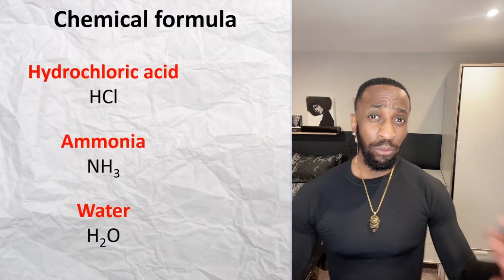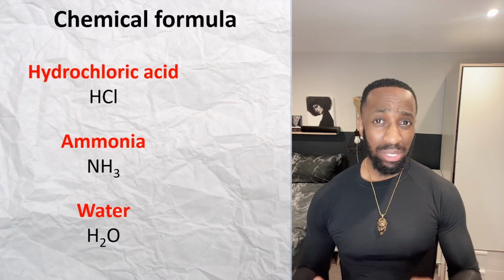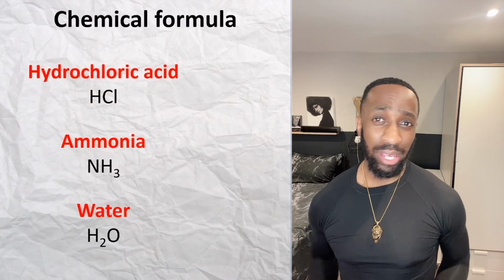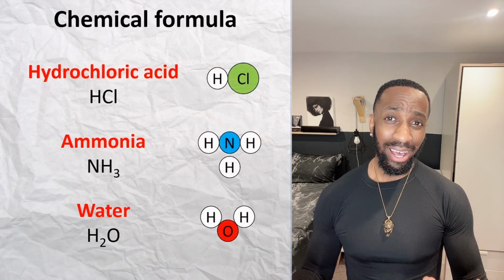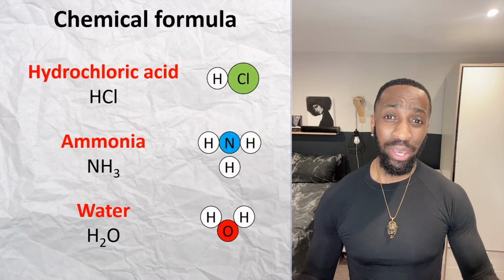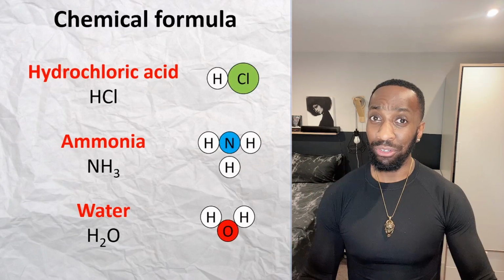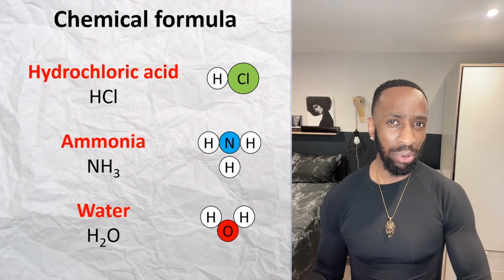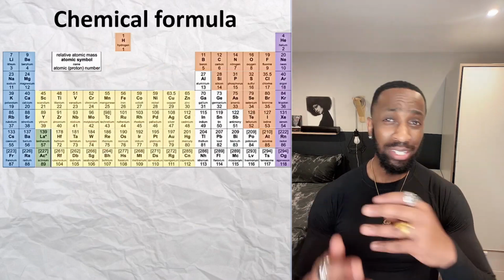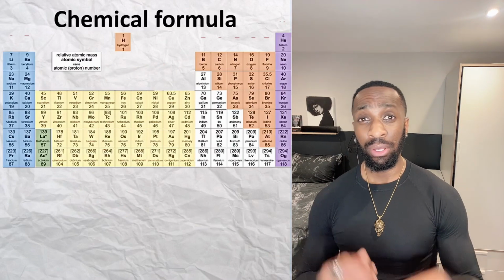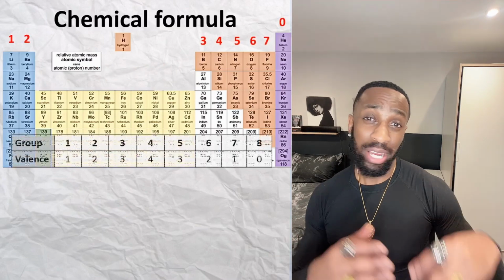When you see chemical formulas, you may be wondering, why do you sometimes see small numbers next to the elements? And you may also be wondering, why does it change? Like, have a look at these examples. Why do we have 3 hydrogens in ammonia, but only 2 hydrogens in water and only 1 in hydrochloric acid? You first have to understand 2 things: the periodic table and a valence table.